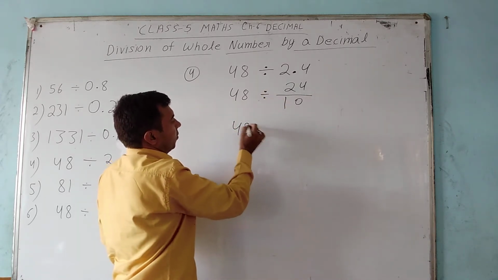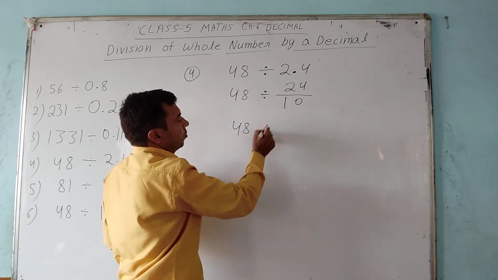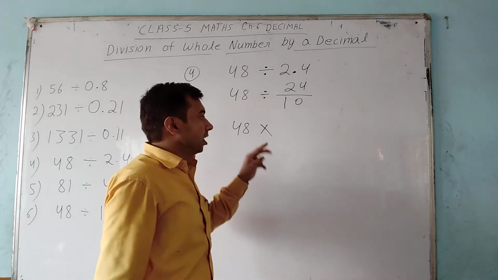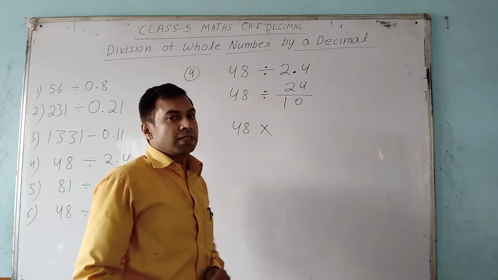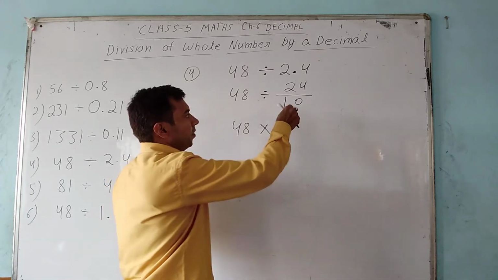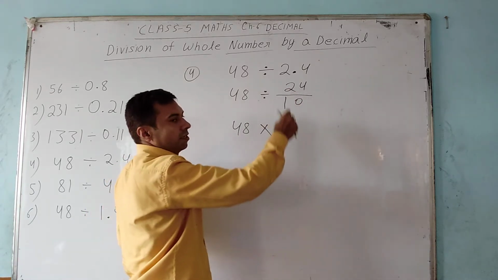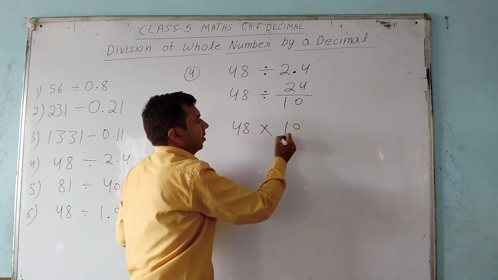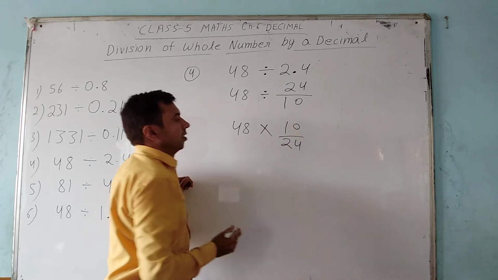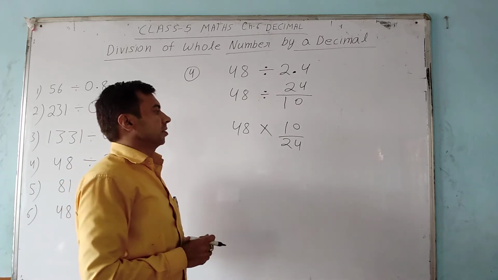Now next step, 48. We change the division sign into multiplication sign. As we change this division sign into multiplication sign, student, what we do? We write the multiplicative inverse of this divisor. 10 by 24. This is multiplicative inverse of this divisor.